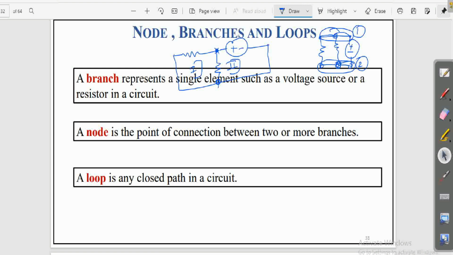So we have a very important formula: number of branches is equal to number of nodes plus number of independent loops minus 1. So this is the number of branches, this is the number of nodes, and this is the independent loops.